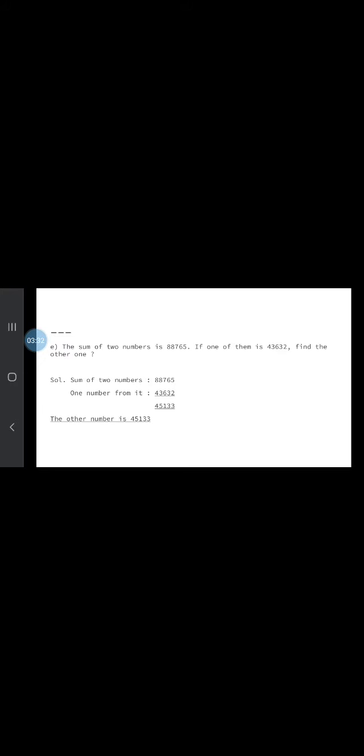Now the sum of two numbers is given to us over here. One of the numbers is given, we want to find the other number. That means out of the two addends, one of the addends is given and the sum is given. And we want to find out the second addend. So you subtract both of them and the other number you get is 45,133.